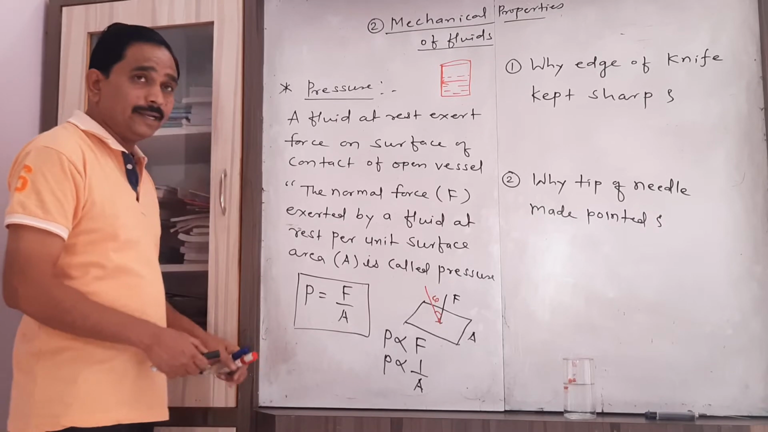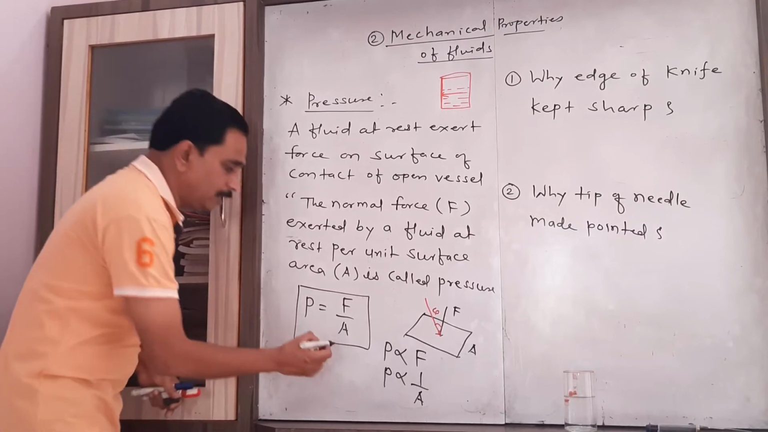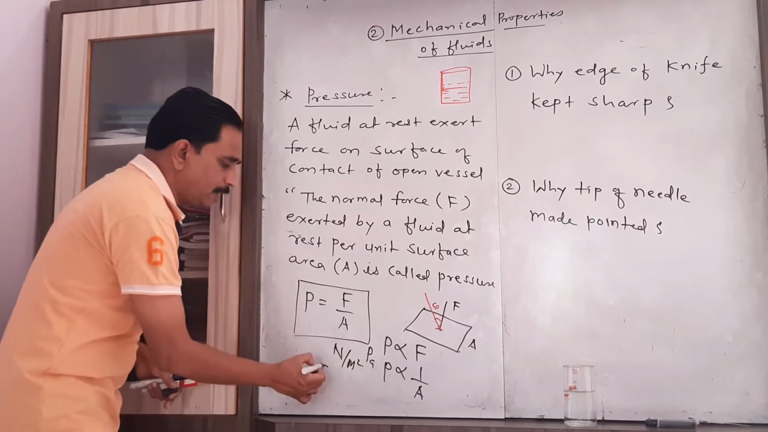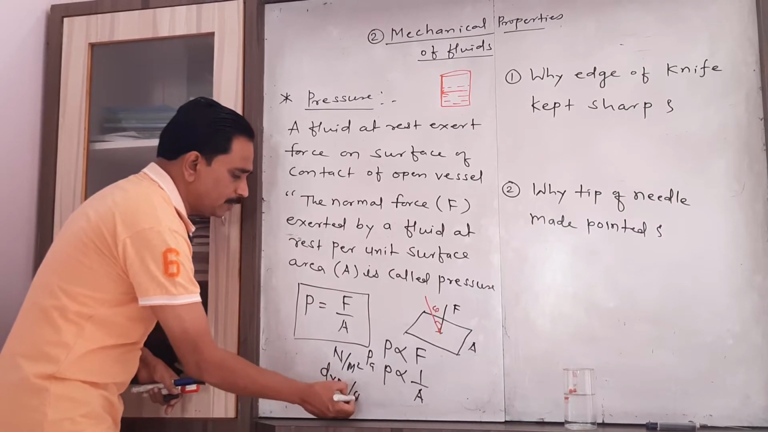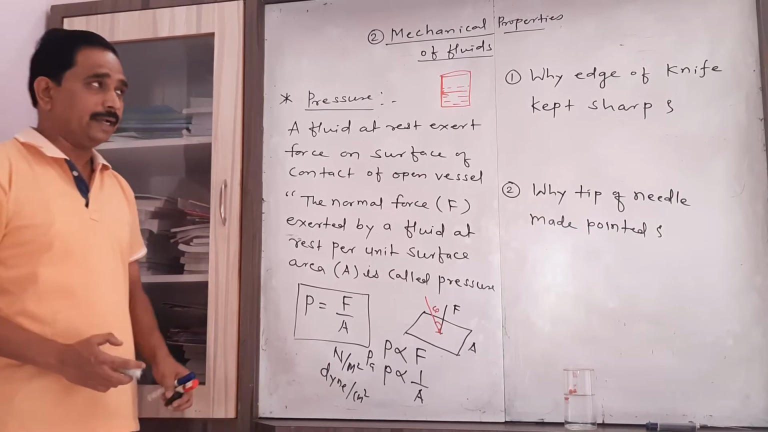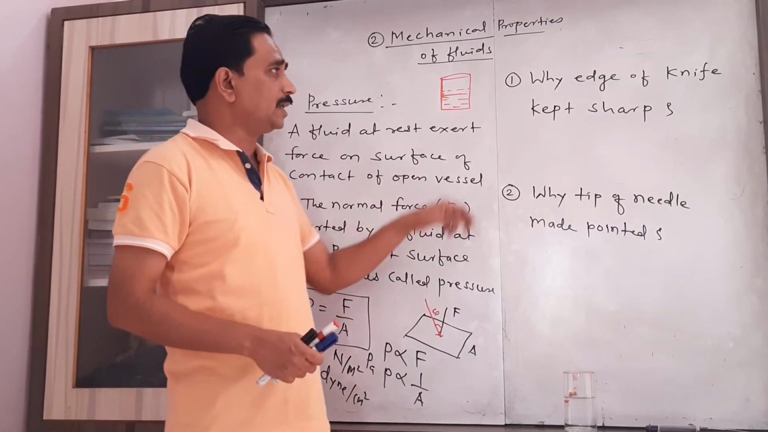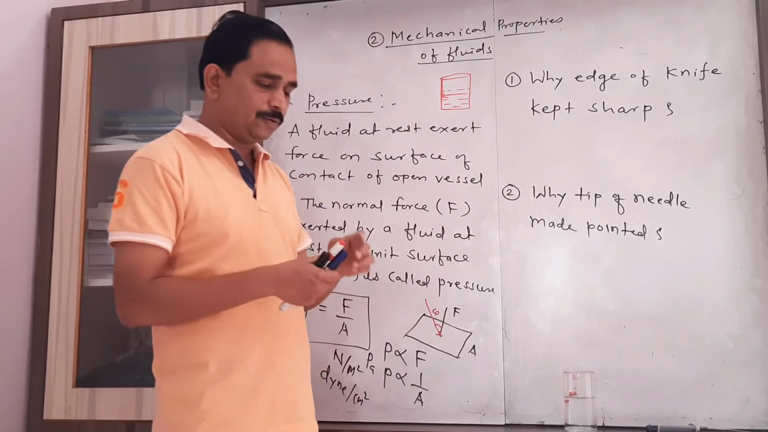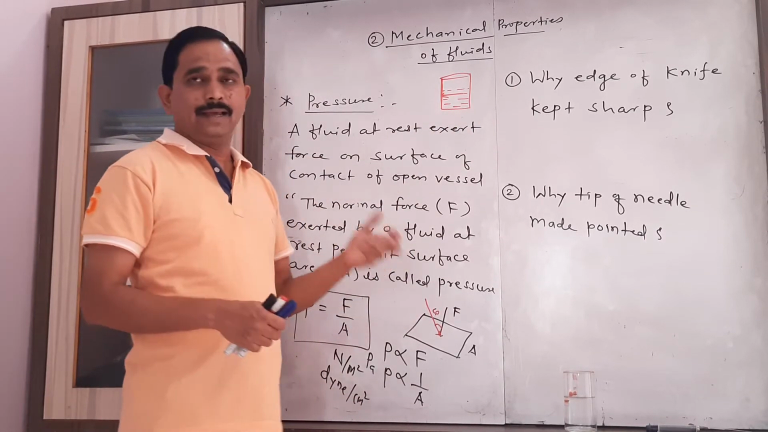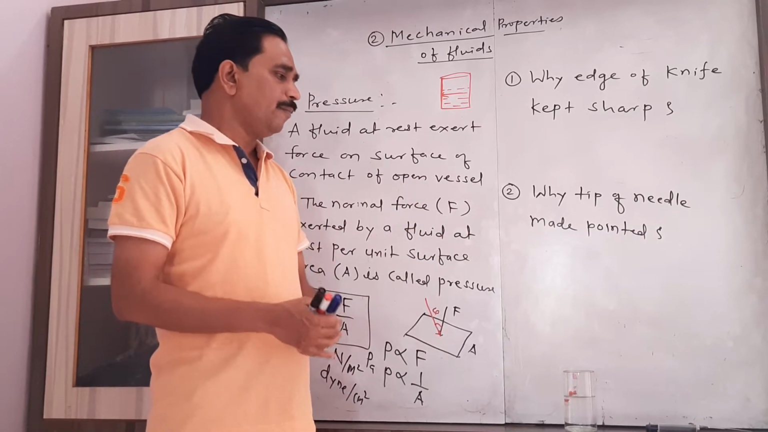We already discussed some more points in the previous video, that is the unit of pressure, Newton per meter square, which is called a Pascal. Dyne per centimeter square is the CGS unit, and Newton per meter square is the SI unit. Now related to this topic, there are two questions given in our textbook which we studied in lower class: why is the edge of a knife kept sharp, and why is the tip of a needle made pointed?